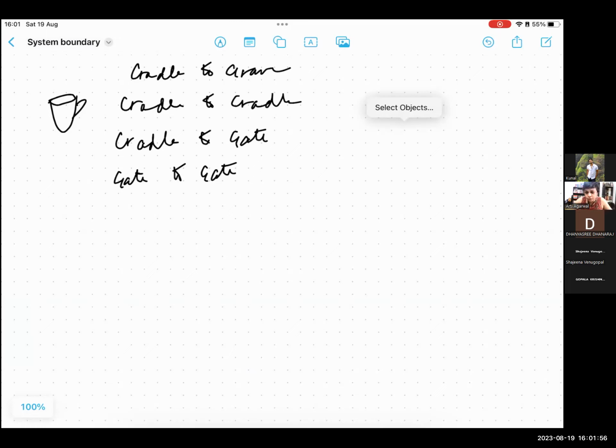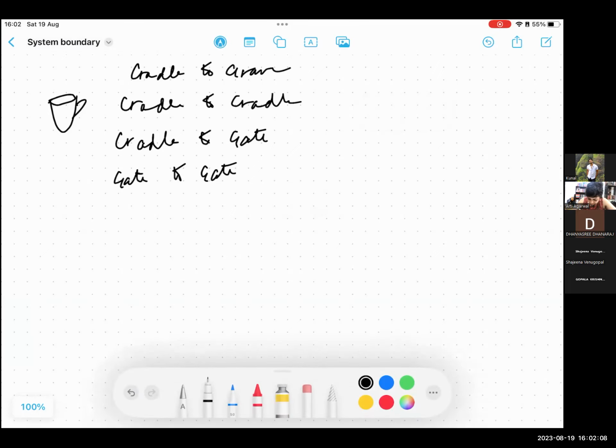Okay, let me draw it. It's not clear like this. I'll come to that. Let me just go step by step. Gate to gate comes much later. Let me just explain the simpler one first, and then I'll come to the more complicated ones.